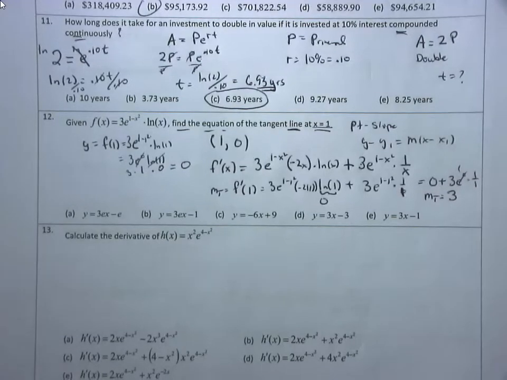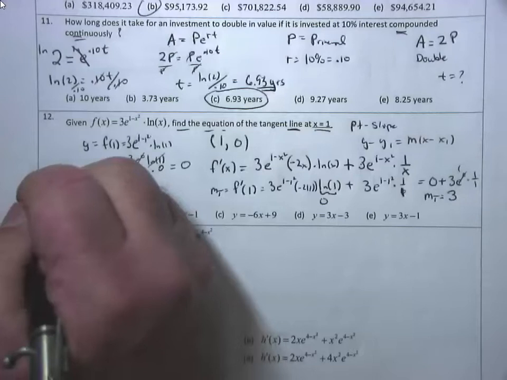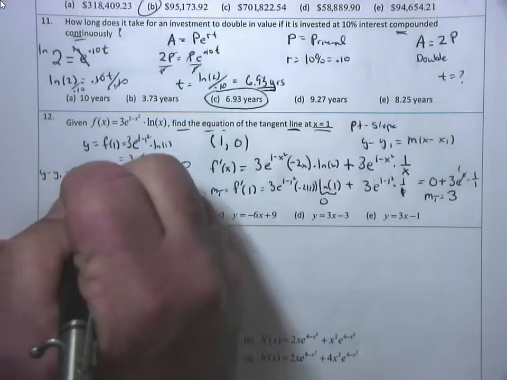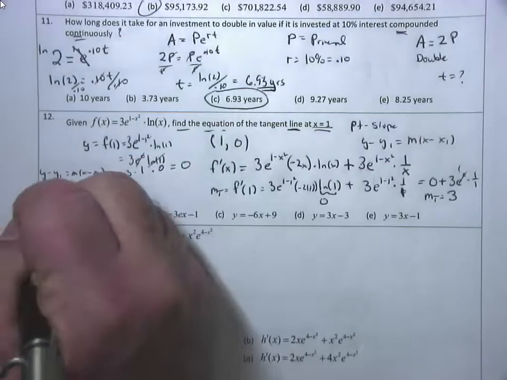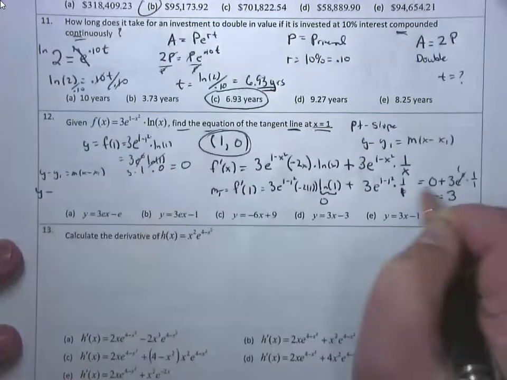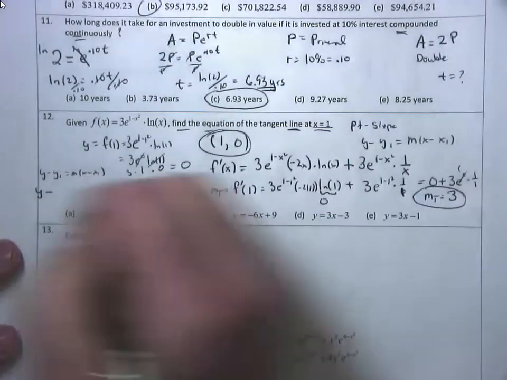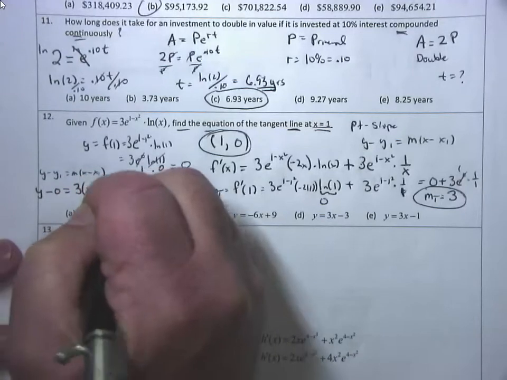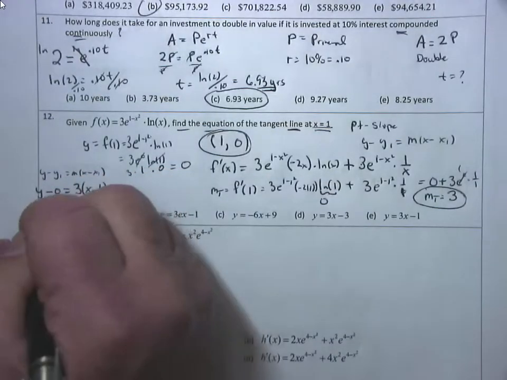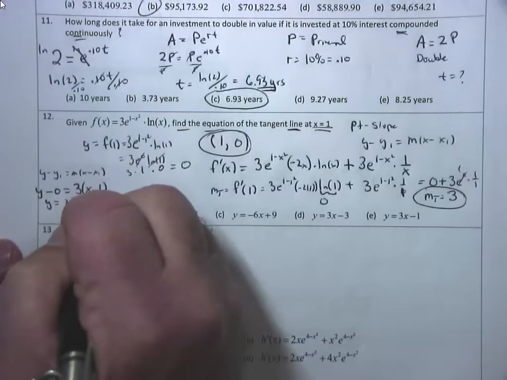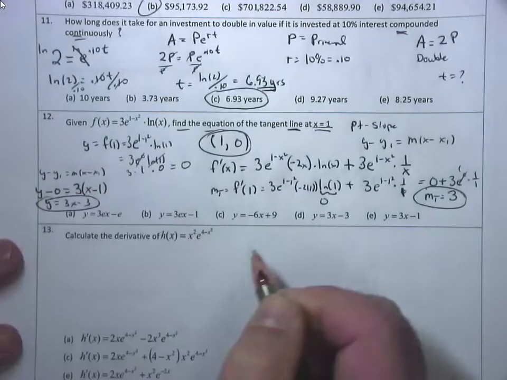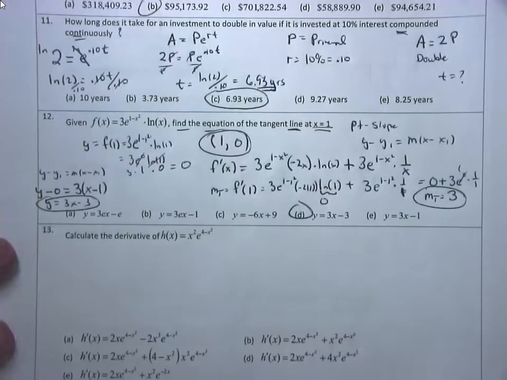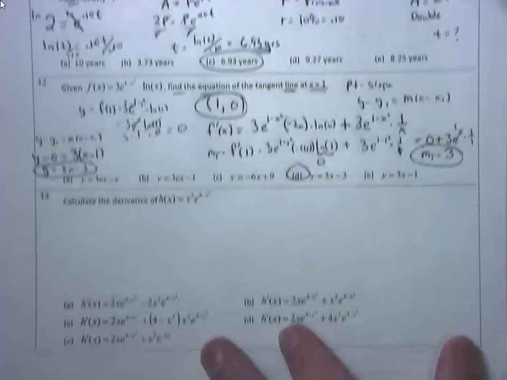So I'm plugging into my point slope formula: y minus y1 equals m times x minus x1. Here's my point, there's my slope. The y coordinate is 0. y minus 0 equals my slope, which is 3, times x minus the x coordinate, 1. Solving for y, y equals 3x minus 3. 3x minus 3, the answer is D. Does that make sense?